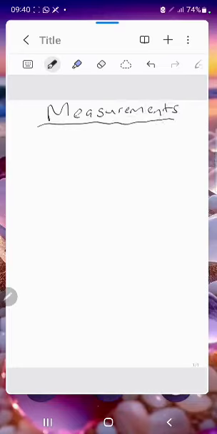Okay, so for today, we are going to start with the physics section, and the topic we are going to look at is called measurements. Okay, right. So on measurements, we have what we call physical quantities. So let's write physical quantities.